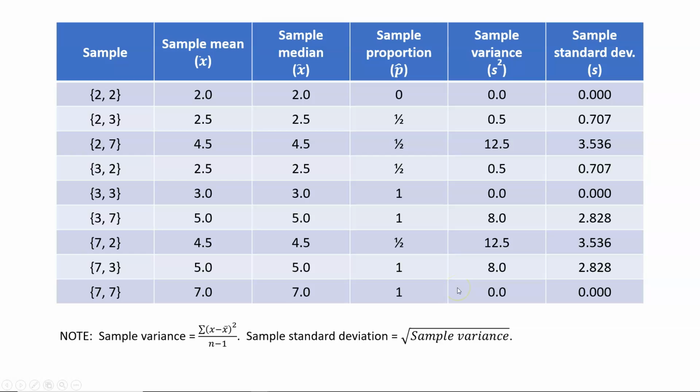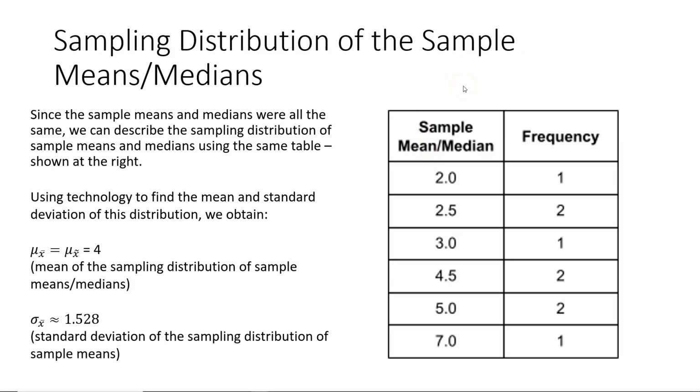So now that we have found these 5 sample statistics for all 9 samples shown in the table, let's talk about a way of presenting that information in a more usable fashion. So let's start first of all talking about what we call the sampling distribution of the sample means or medians. Notice in the table on the right, I've taken all the possible values that we found for the sample mean or median. I've listed those on the left, and I've counted how many of each of those values there are. Now, this particular distribution is known as the sampling distribution of the sample means or medians. Using technology, we can find the mean and standard deviation for this sampling distribution. We find that we get a value of 4.